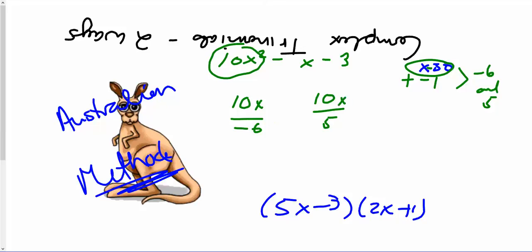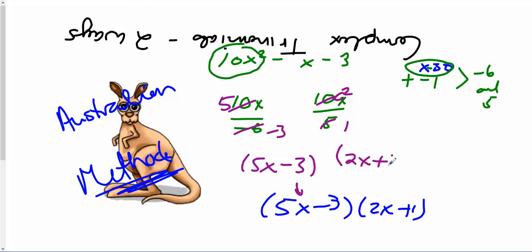Then you reduce. You look at it and ask yourself, can I reduce anything here? Pretend this is a fraction. 10x over negative 6. Can that be reduced to lowest terms? Well, they're both even, so I'll divide by 2, and I'll end up with 5 over negative 3. Here, I have a 10 and a 5. I can actually divide by 5, and I'll be left with 2, and divide this by 5, and 1. So here I have 5x over minus 3, which is 5x minus 3. And here I have 2x plus 1, which is in fact this here.